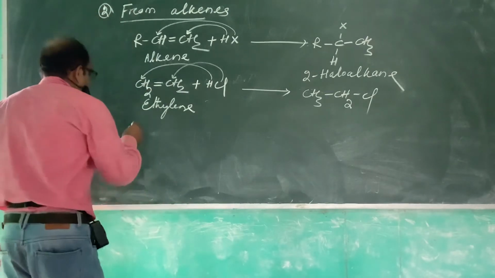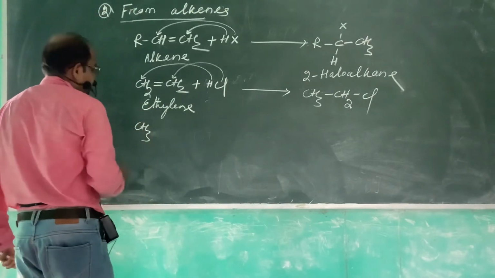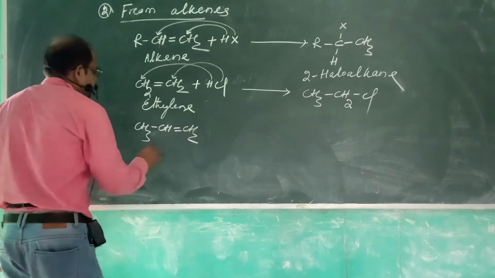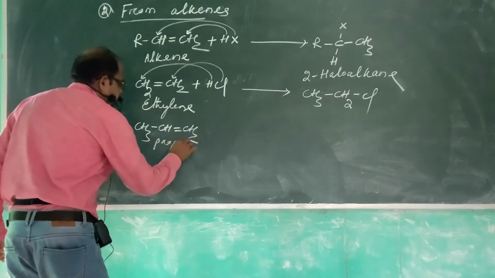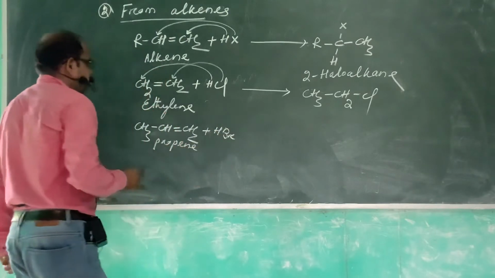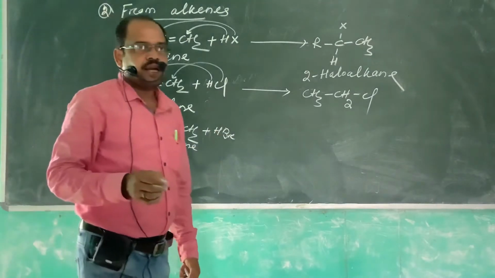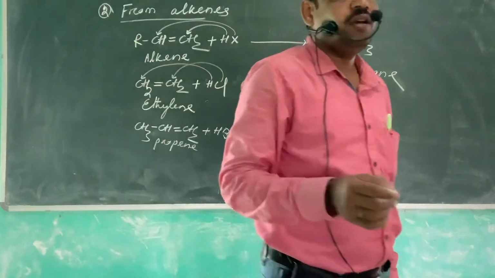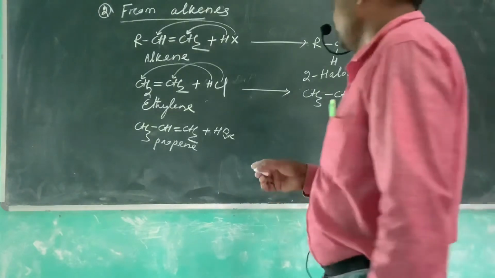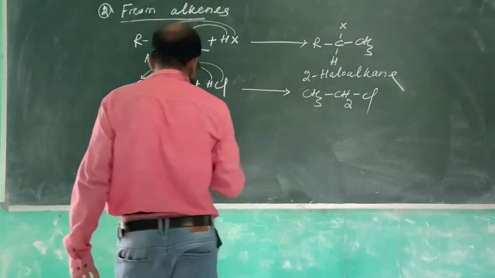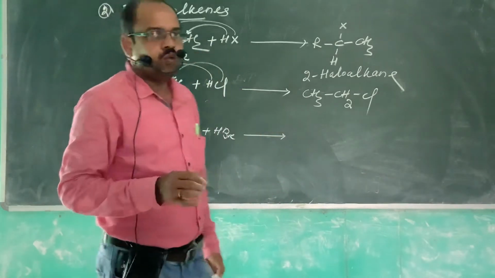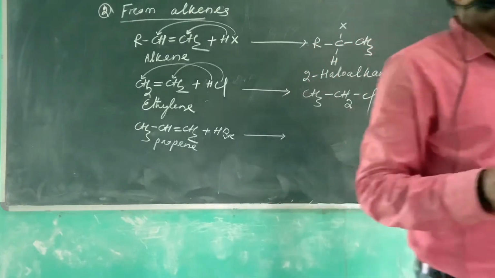Let us consider one of the unsymmetrical alkenes, CH3, CH, double bond CH2, propene. This is called unsymmetrical alkene because unequal number of carbon and hydrogen atoms are present on both sides of a carbon-carbon double bond. It reacts with the hydrogen bromide. When it reacts with the hydrogen bromide, we follow Markovnikov's rule.